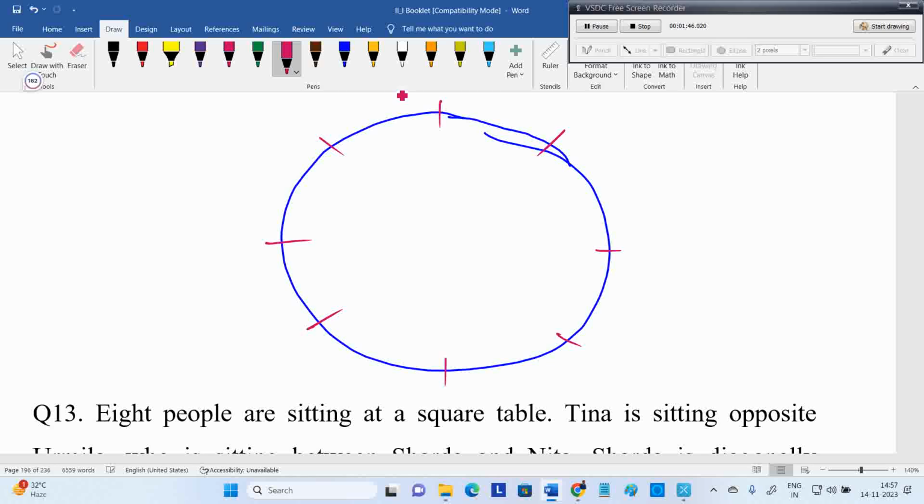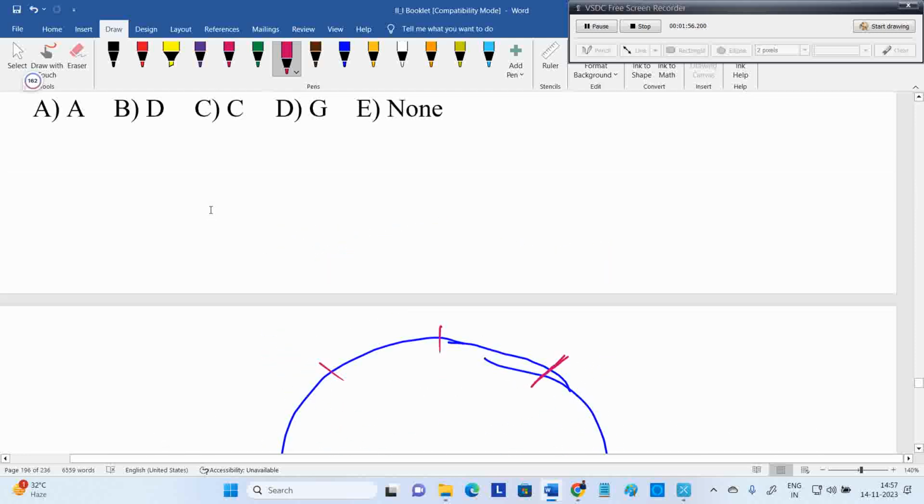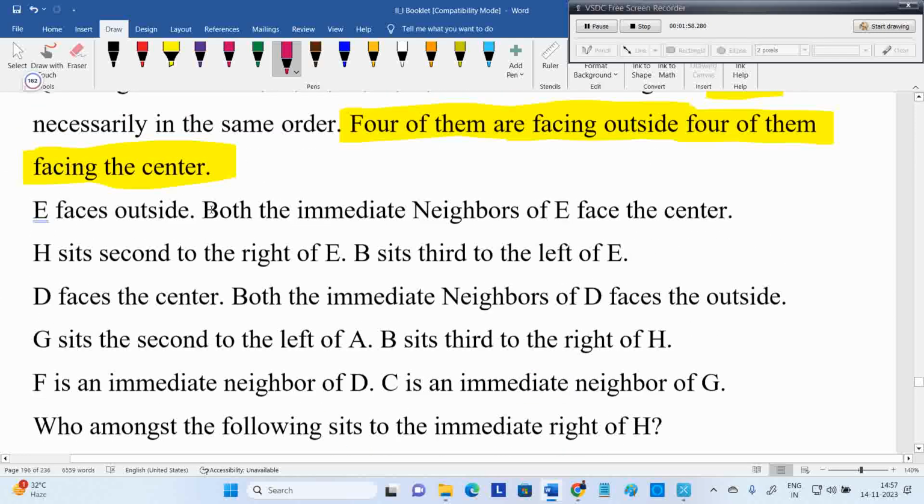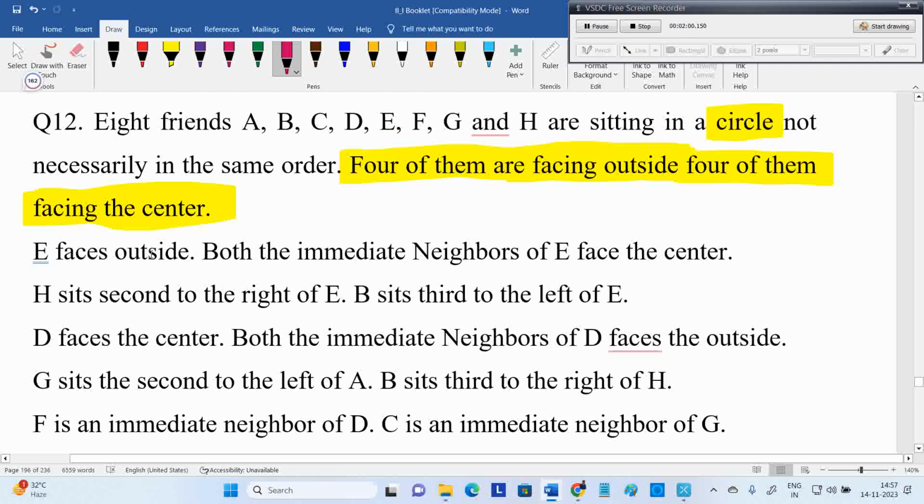These are the 8 slots. Among them, 4 people are facing towards the center, 4 people are facing outside. We don't know who the 4 people facing outside are. We'll look into that, no issues. And here what they gave: E faces outside. Both the immediate neighbors of E face the center. H sits second to the right of E. D sits third to the left of E.